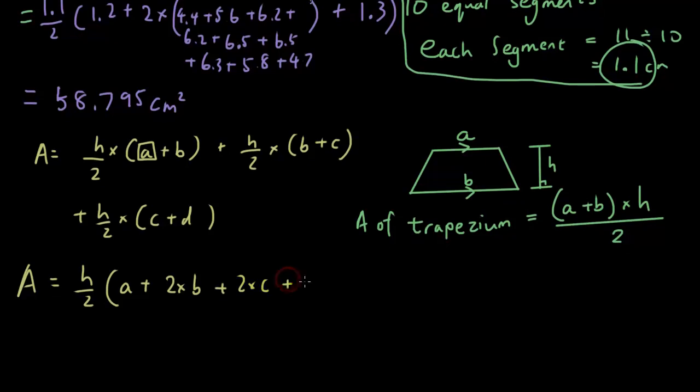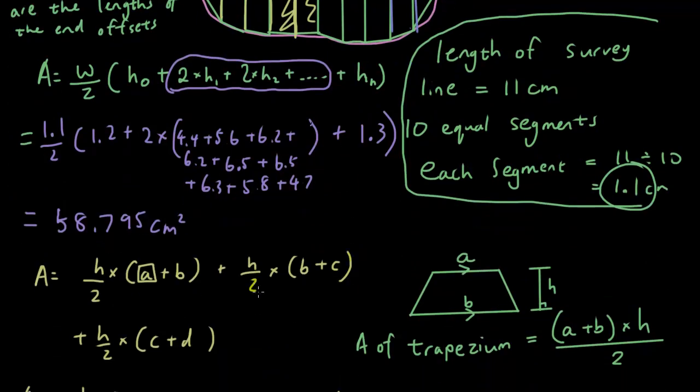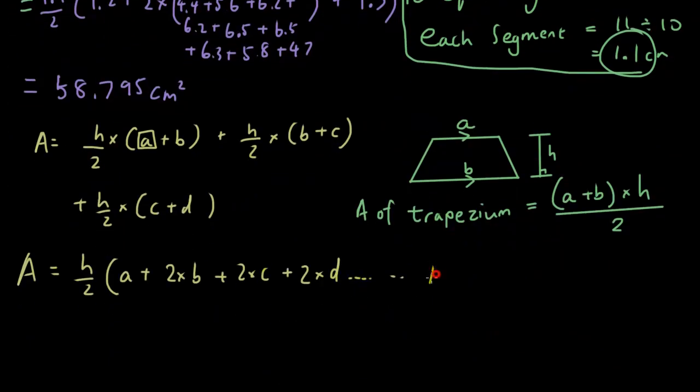So every single side is going to appear twice until the side at the end, A, B, C, D, E, F, G, H, I, J, K. K is only going to appear once. Okay, so that's where the trapezoidal rule comes from. Thanks for watching, guys. See you next time.